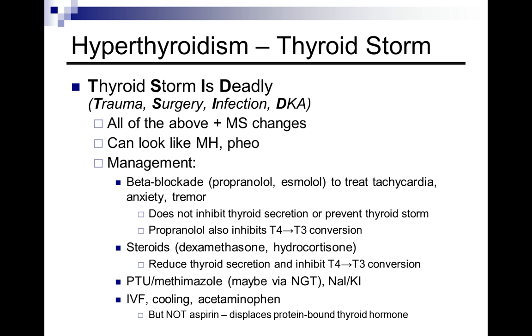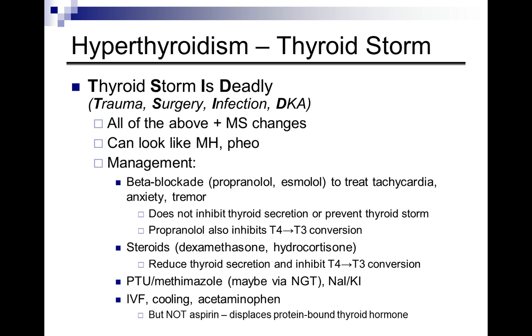A lot of people get confused and think you should start some anti-thyroid medications, and that's certainly important, but the primary thing we need to do is get this tachycardia especially under control. And so beta blockade, classically with propranolol, is the primary treatment of choice. Some people have used esmolol, and that's also considered an acceptable first management for thyroid storm. This treats the tachycardia. It does help with anxiety and tremor as well.